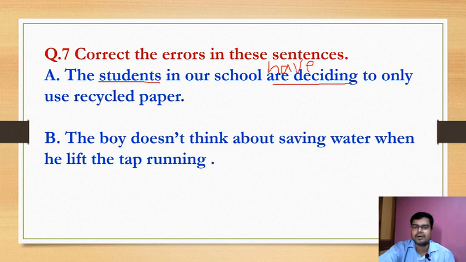Okay, it's an auxiliary verb we use when there are many, whatever it is, many people, many things are there. Or the subject is plural, like student is singular, students is plural. Okay, so here they have already decided something, so the answer is have decided. They have decided. Have decided is the correct answer.